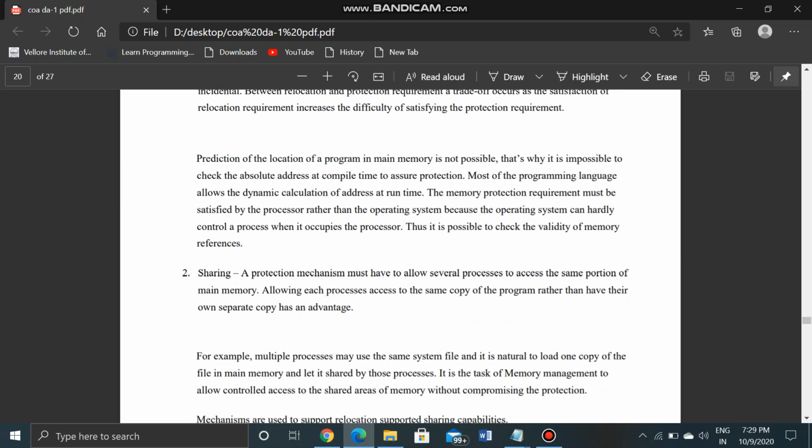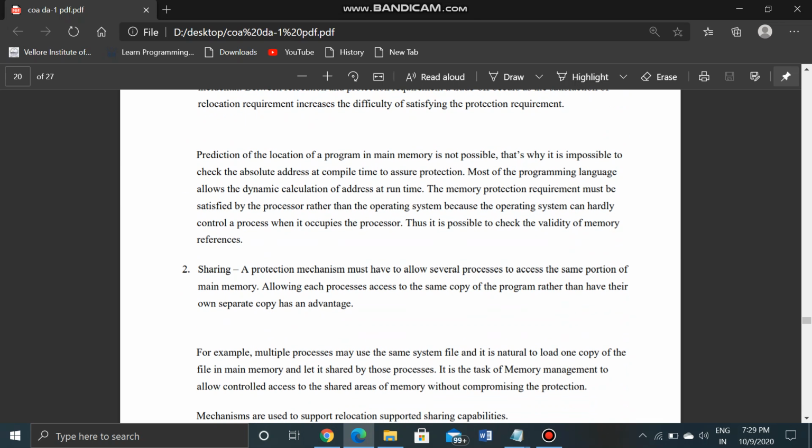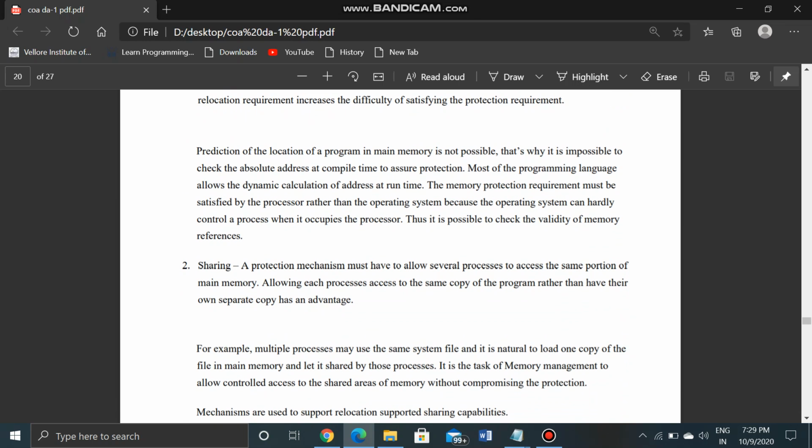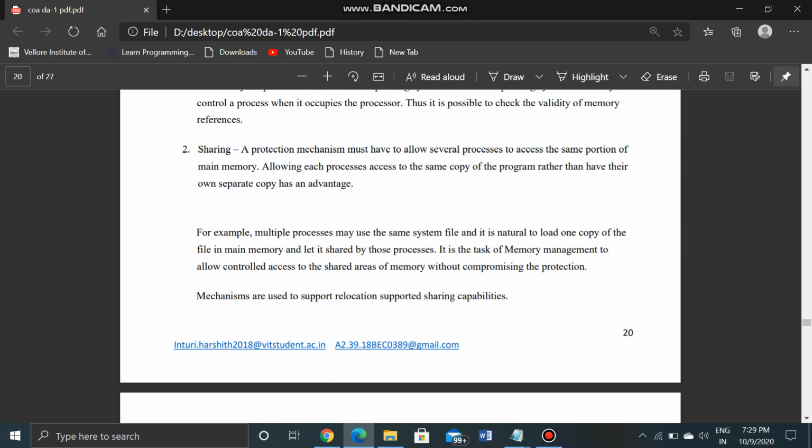So coming to the sharing, the protection mechanism must allow several processes to access the same portion of the main memory, allowing each process access to the same copy of the program rather than having their own separate copy, which is an advantage. For example, a multiprocessor may use the same system file, and it is natural to load one copy of the file in main memory and let it be shared by those processors. It is the task of the memory management to allow controlled access to the shared area of the memory without compromising the protection.